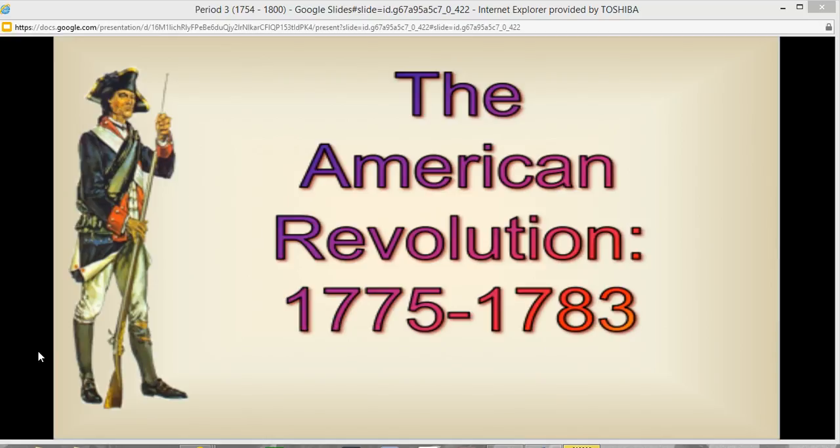All right. But keep in mind, the Declaration of Independence was written in 1776 and adopted in 1776. But the clashes really begin, especially in terms of gunfire, that begins in 1775. All right. And so let's go take a look a little bit closer at the American Revolution.